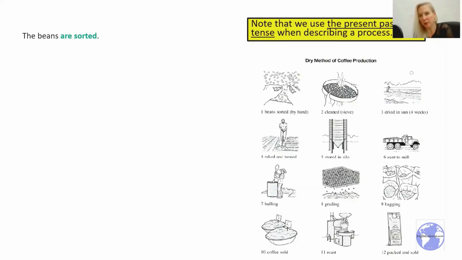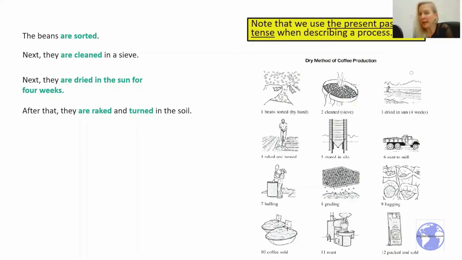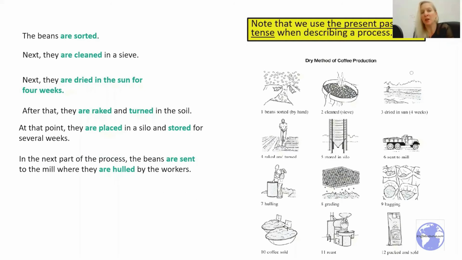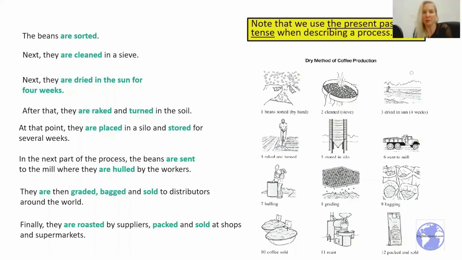So first, look at the picture. The beans are sorted. Next, they are cleaned in a sieve. Next, they are dried in the sun for 4 weeks. After that, they are raked and turned in the soil. At that point, they are placed in a silo and stored for several weeks. In the next part of the process, the beans are sent to the mill where they are hulled by the workers. They are then graded, bagged, and sold to distributors around the world. And then finally, they are roasted by suppliers, packed and sold at shops and supermarkets.